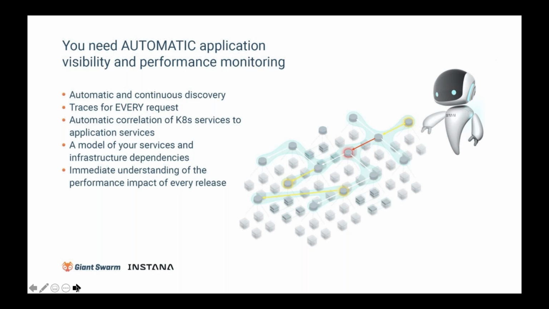We are constructing the model of your services and the infrastructure dependencies, and we visualize that in a very easy to understand way for different types of personas: developers, DevOps, ops people. So everyone has a good, common understanding of what the services are and what the underlying model and the dependencies are. And last but not least, immediate understanding of the performance impact of every change, of every release that you do within your software, within the application that you're building. These are, from our point of view, crucial for what you need regarding a monitoring solution for your applications. And this is something that we deliver from the Instana point of view.